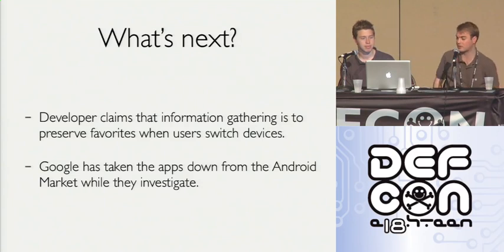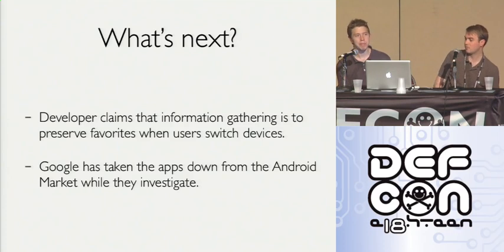I mean, it's ridiculous. And so the claim from the developer is that the phone number was being collected to preserve favorites across devices. So if you uninstall the wallpaper app, you throw your phone away and get a new phone, it will preserve that favorite. Google is investigating the apps right now. They're taken down from the market until they reach a decision. So it'll be interesting to see what happens with this.